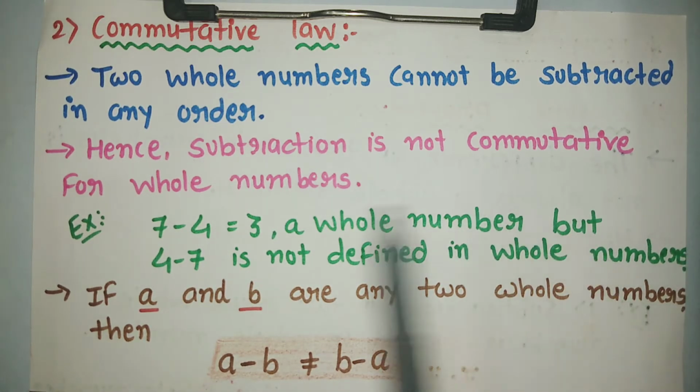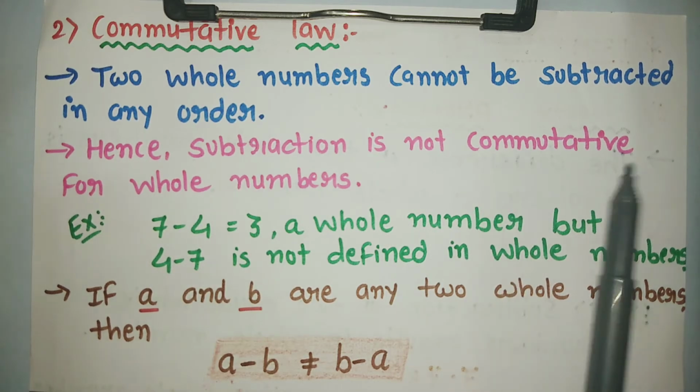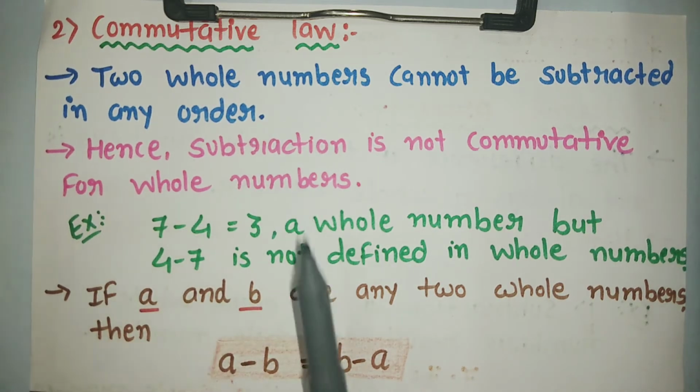So can I say that subtraction is not commutative for whole numbers, because commutative means if I interchange the order?